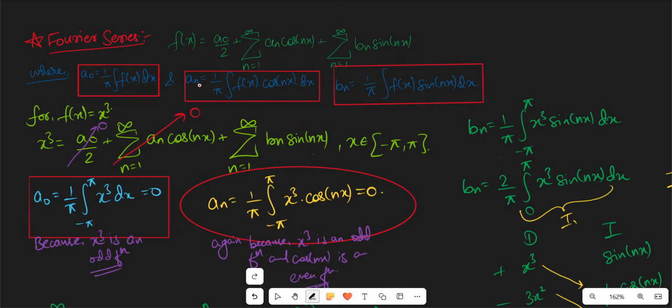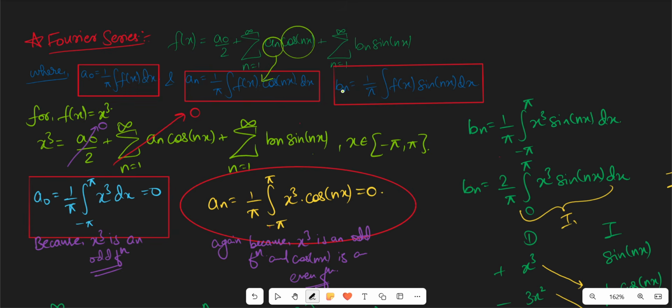Anyways, we have a n as 1 over pi times the integral, and I'll tell you how I decide the bounds. a n equals 1 over pi times the integral of f of x times cosine of nx. So you can relate it like that when you evaluate a n. In this integral, we consider the cosine of nx, as on the right side of a n, so you can relate with that.